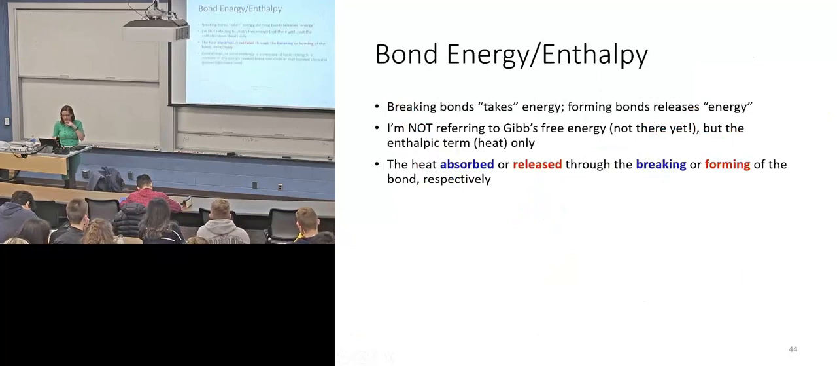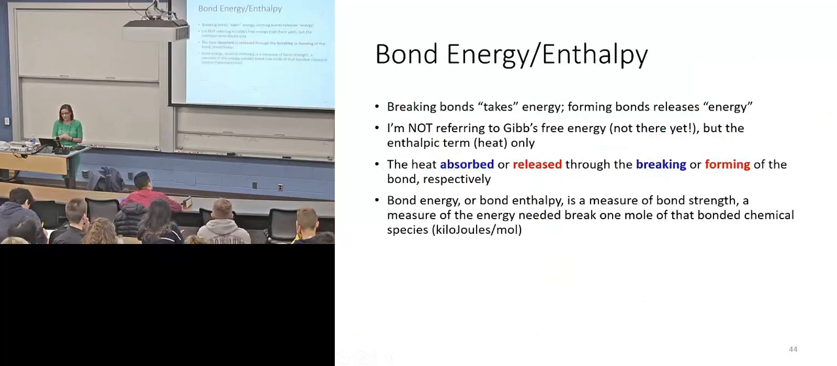So we saw most of this before, bond energy or bond enthalpy, a measure of bond strength. It is the energy needed to break 1 mole of that bonded chemical species. So if I had a mole of carbon hydrogens hanging out, this is how many kilojoules it would take to break every single one of those. 6.022 times 10 to the 23rd CH bonds. It's not really practical to talk about a magnitude of joules that's that tiny when we think about just one. So we're talking about if we had a whole mole of it.